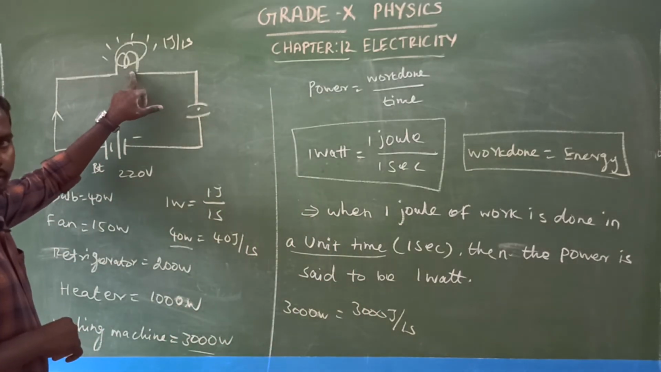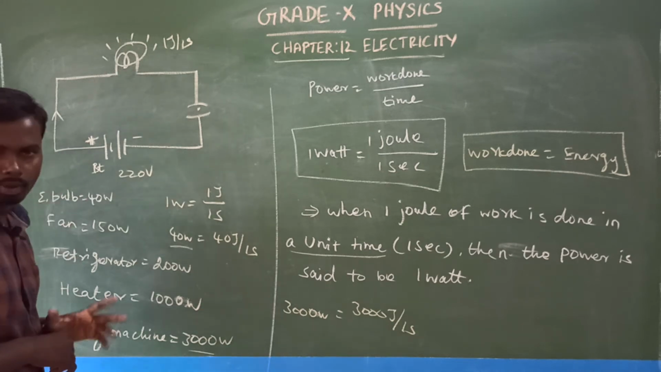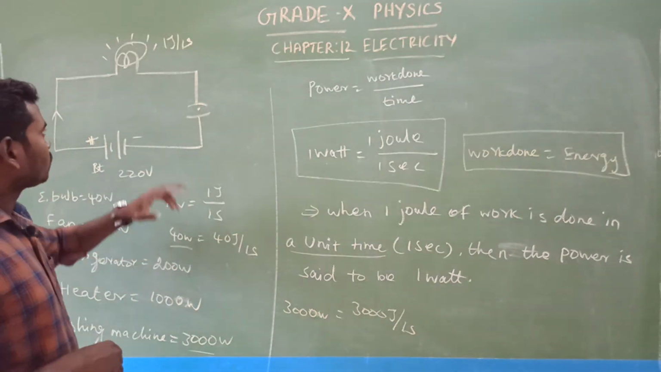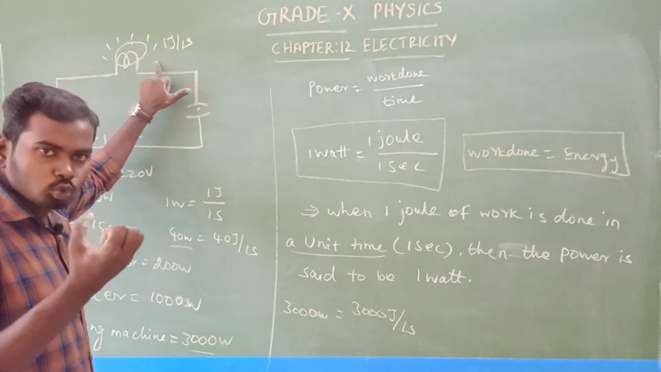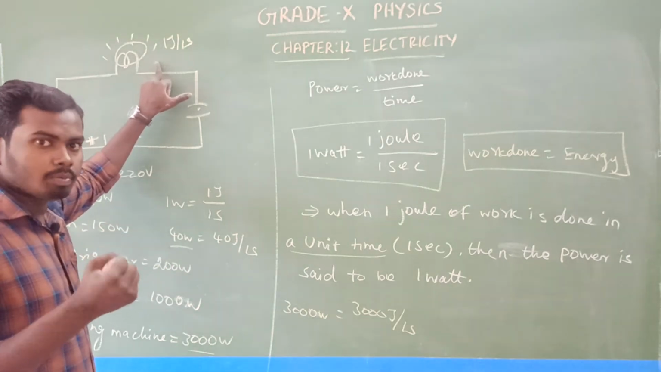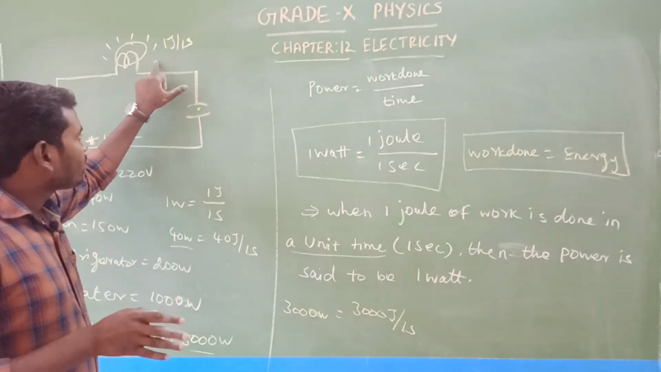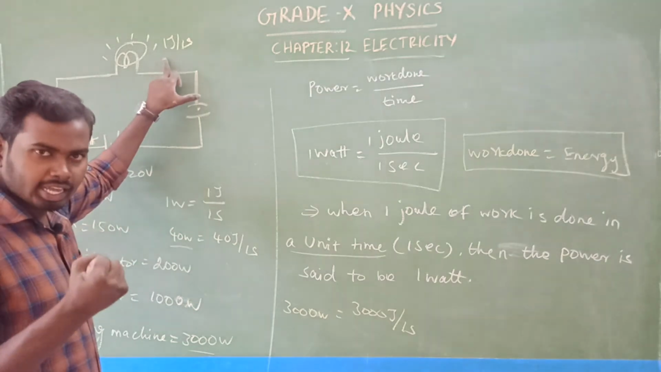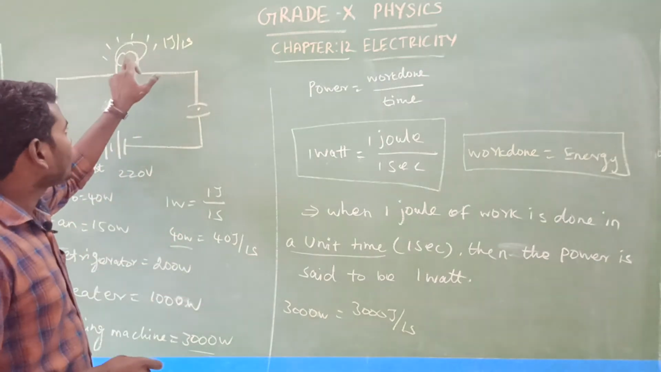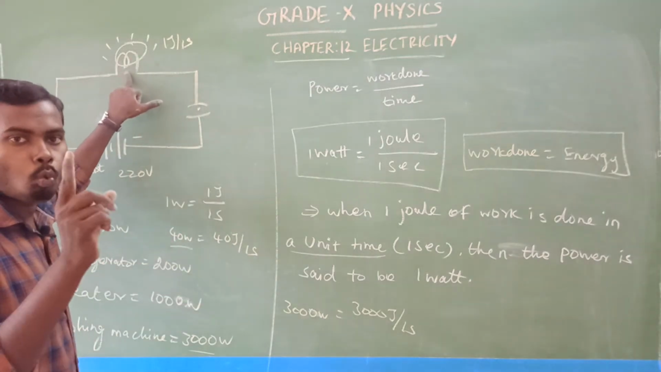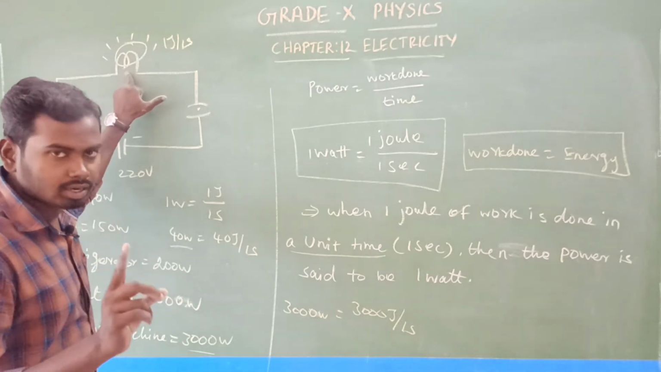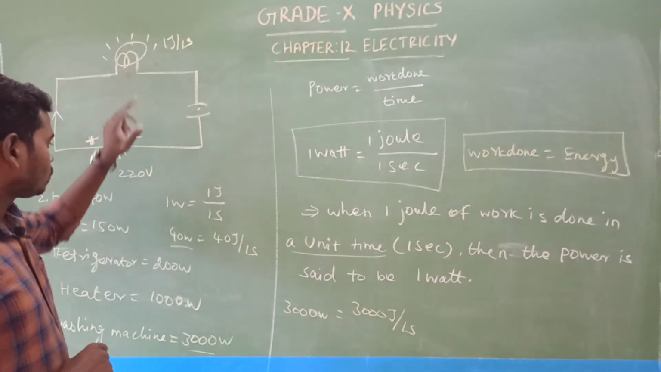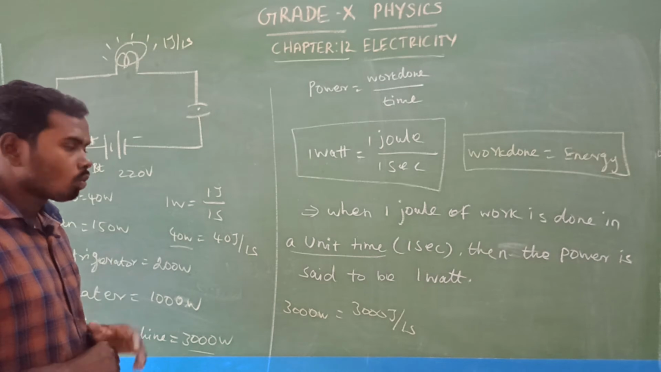Here the bulb is connected in an electric circuit. If the bulb consumes 1 joule of electrical energy, because the SI unit of energy is joule, in 1 second, then the power of the bulb is 1 watt. Is that clear? So 1 watt is equal to 1 joule divided by 1 second.